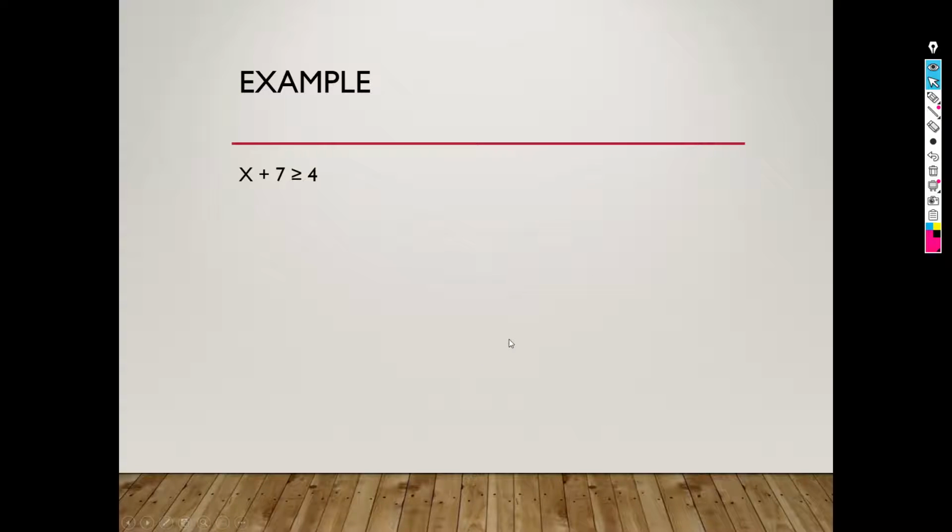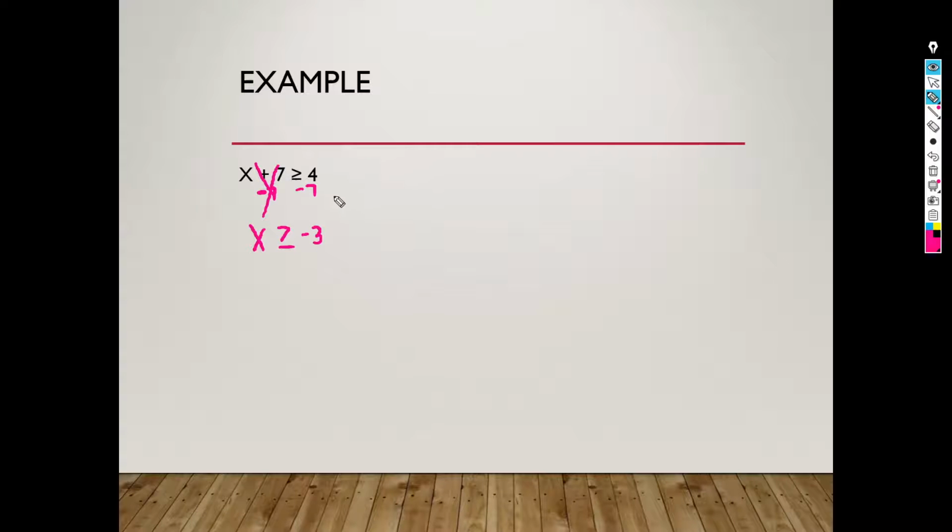So let's take a look at an example that we have here. We've got some quantity x plus 7 is more than or equal to 4. To do this, it's the same thing we do with an equation. We're going to subtract 7 from this side because we want to get rid of it, so we just have x. That makes 0, so we get x is greater than or equal to, and we keep that same sign, 4 minus 7.